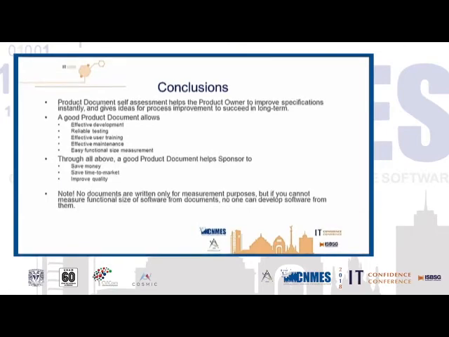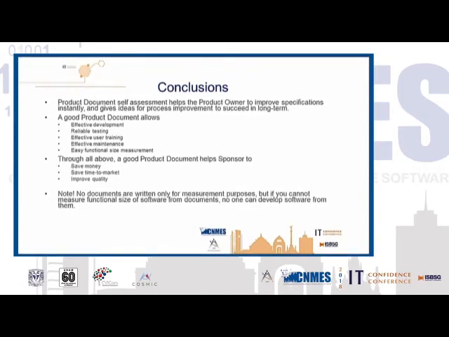So I'm also coming to my conclusions. I have 3 minutes left, so it should be just in time. So when we think about this, the product document self-assessment, with that kind of tool, helps the product owner to improve specifications instantly. When you don't get enough points, you think that, okay, we can put this one working. We improve this document because it seems that we have forgotten this. And then it also gives ideas for process improvement in requirement specification or documentation in the long term.